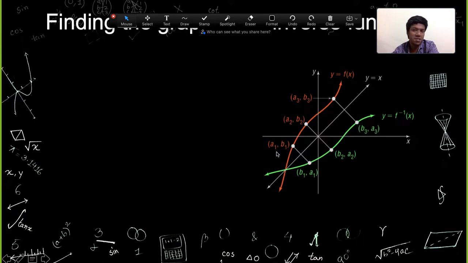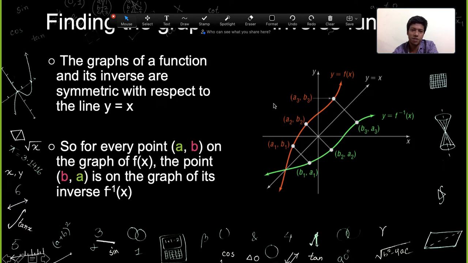Okay, you just interchange the x value and y value, then you get the inverse function graph. This is what it says. If you have (a, b), it will become (b, a) in the inverse. And the inverse function graph is symmetric with respect to the y equal to x line. It has a symmetry with respect to the y equal to x line.